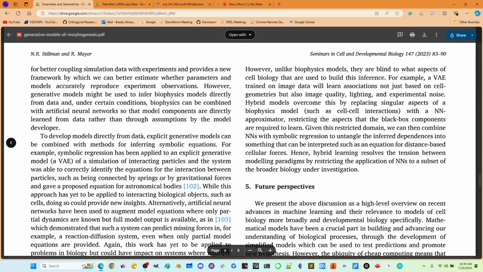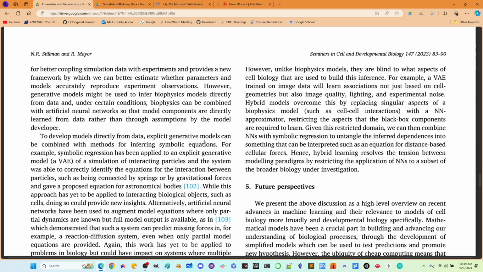To develop models directly from data, explicit generative models can be combined with methods for inferring symbolic equations. This is where we have the ability to synthesize symbolic equations, or build symbolic equations for systems, but also have this generative model where we're producing different possibilities. There's a whole literature on producing scientific laws, with people applying machine learning techniques to scientific datasets to find candidate laws. And those laws are described as equations. People have been revisiting this for decades and making some progress, but it's been rooted in physics mainly. So having a role for this in developmental biology is really exciting.